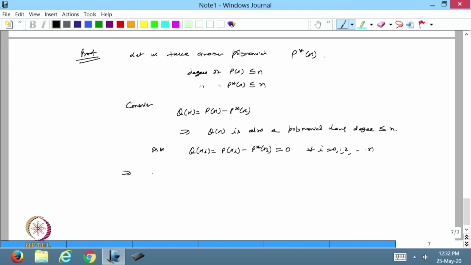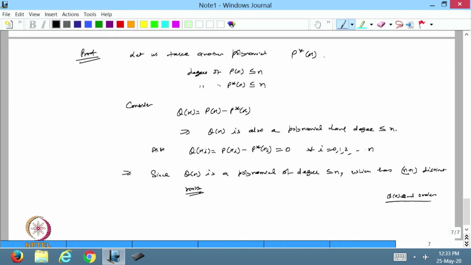Now, since q x is a polynomial of degree less than or equal to n, which has n plus 1 distinct roots, because all these points are the roots, this is a contradiction. Suppose I take n equal to 2 and q x is second order. I know that a second order polynomial has at most 2 roots, but in this case it is going to have 3 roots. So that is not possible.